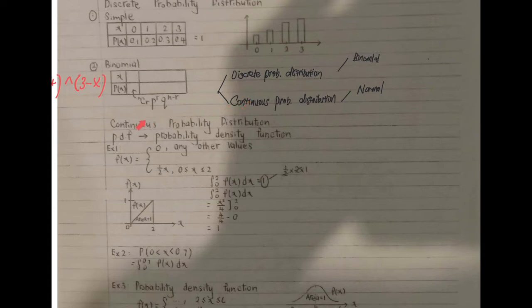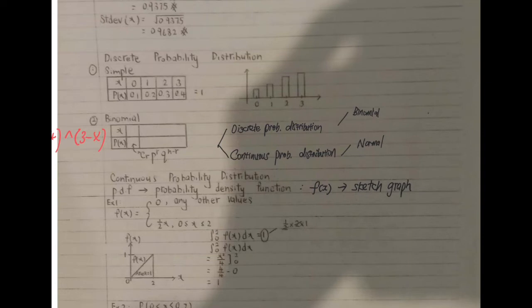So continuous probability distribution. First we have the PDF. PDF stands for probability density function. Probability density function is represented by using f(x). And f(x) is used to sketch the graph. How about discrete? Do we have f(x) or not? Actually, yes. In discrete, we have f(x), which is known as the probability function.